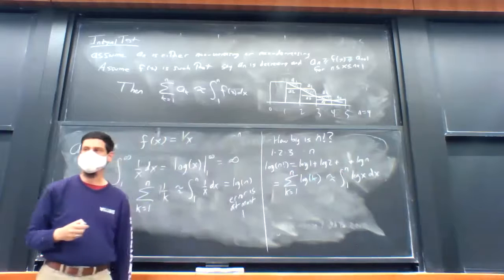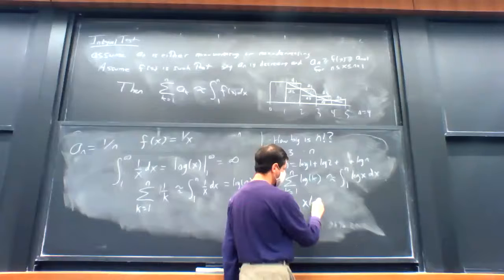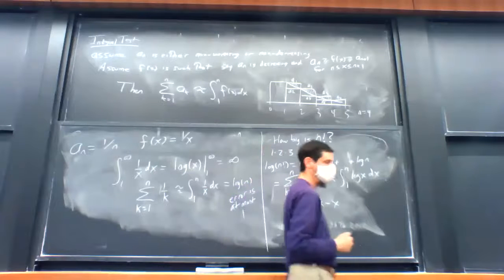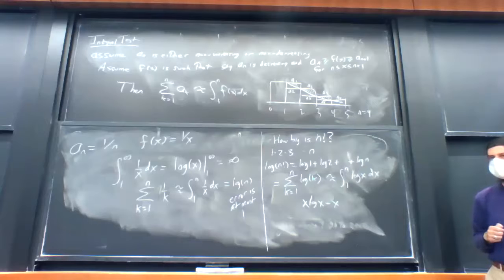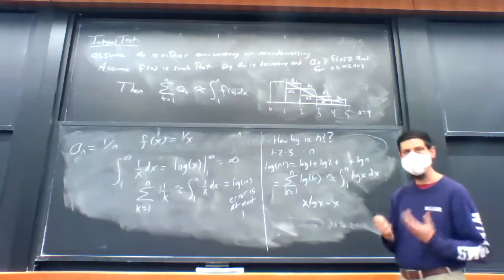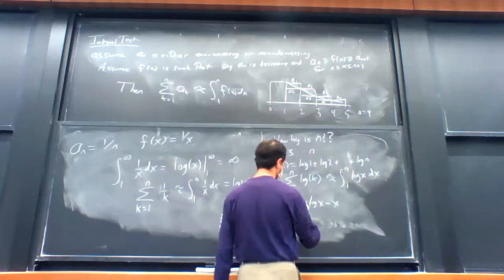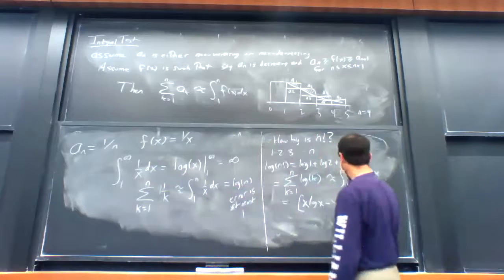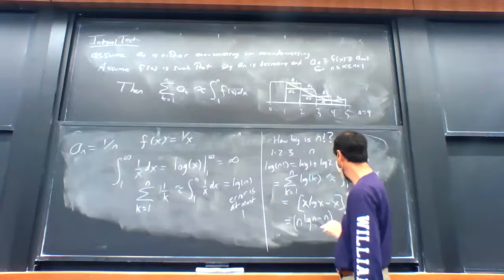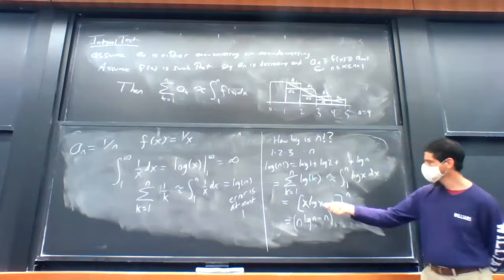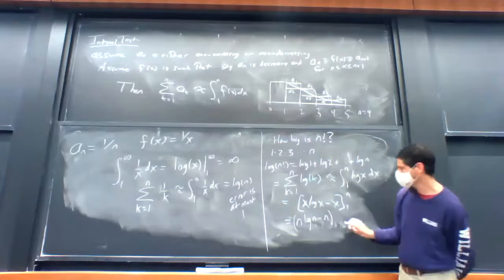Now we need to know what function has derivative log of x. I think I gave this as an extra credit problem. It's x log x minus x. I do not expect you to be able to do this, but I expect you to be able to tell if this is right. How can you tell if it's right? Take the derivative. And so now, evaluate this at 1 and n. So we get n log n minus n. And then when n equals 1, we get the log of 1 is 0, minus 1 becomes plus 1.